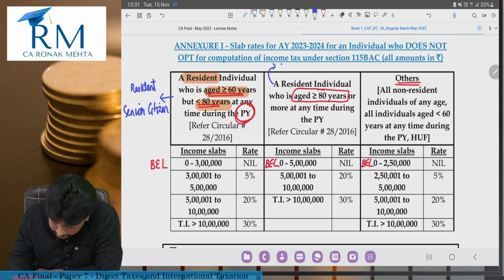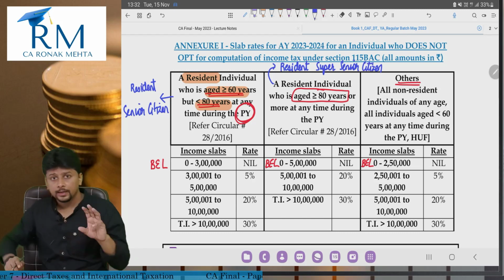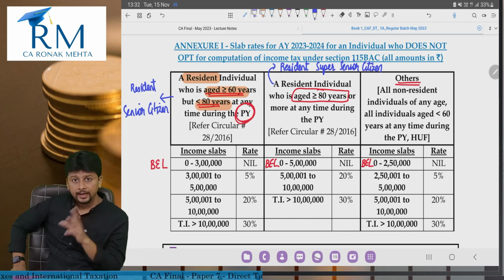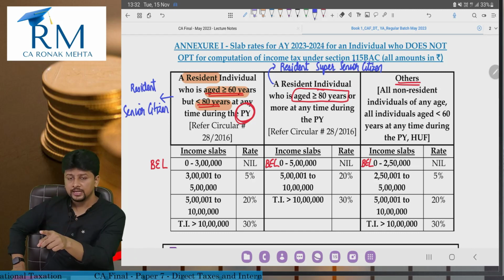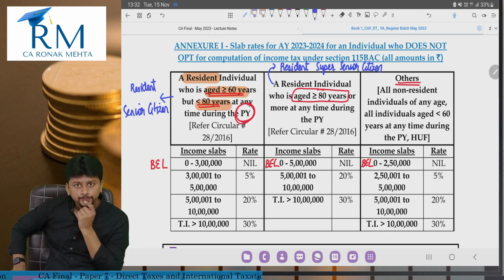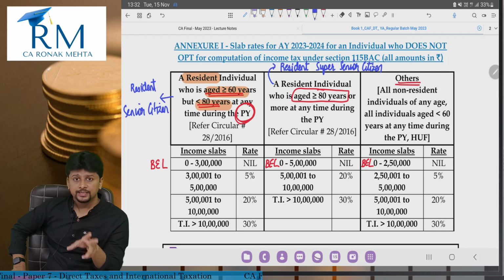In this second category, the word is resident, but you are 80 or more. Let's say I call that a super senior citizen, but you must be a resident. So if you are 63 years and a resident, you fall in the first slab, basic exemption limit of 3 lakhs. 83 years and resident, basic exemption limit of 5 lakhs.